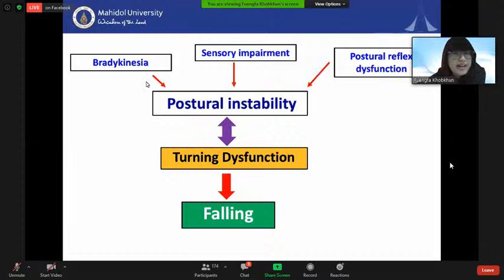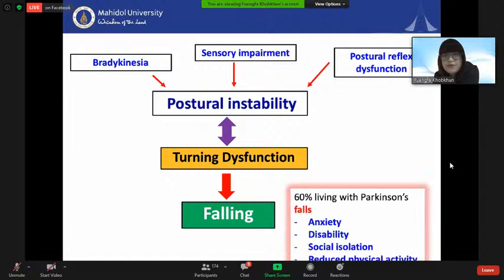However, bradykinesia, sensory impairment, and postural dysfunction still impact postural instability and turning dysfunction. If you have a patient with PD, you might know that about 60% of people with Parkinson's disease fall, and this increases their anxiety, disability, and social isolation, and reduces their physical activity. We heard from Dr. Shutima yesterday about physical activity. You can apply that to Parkinson's disease also. Okay?